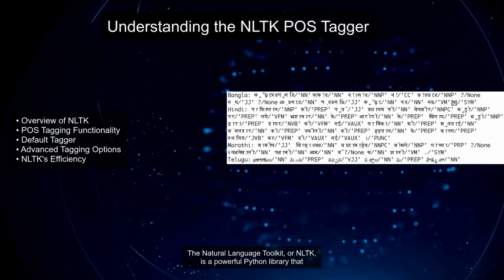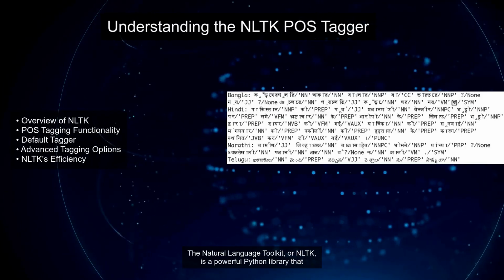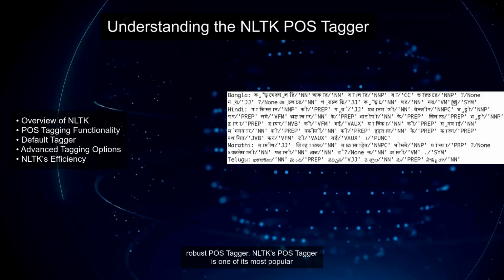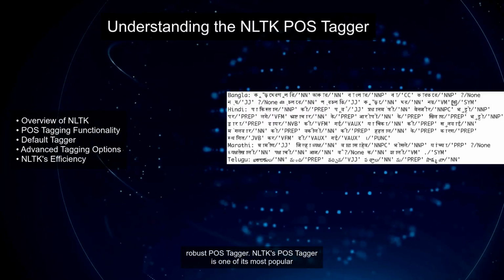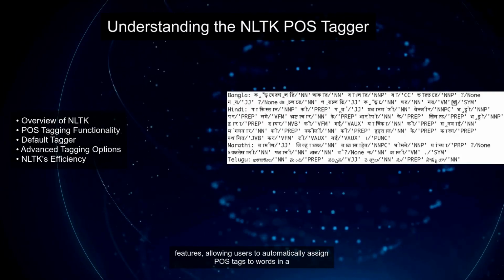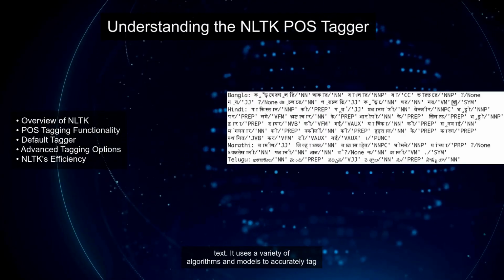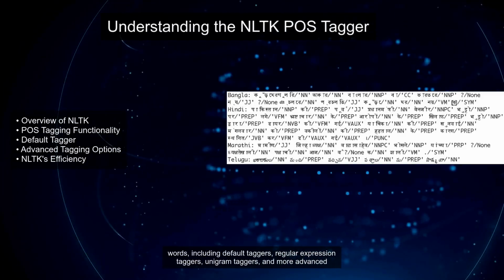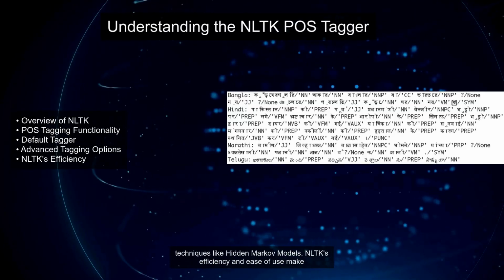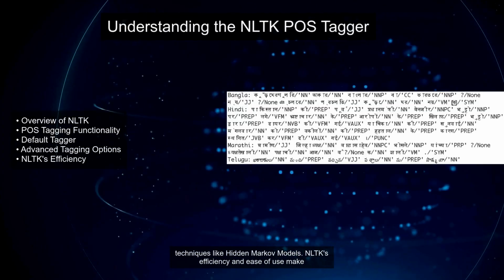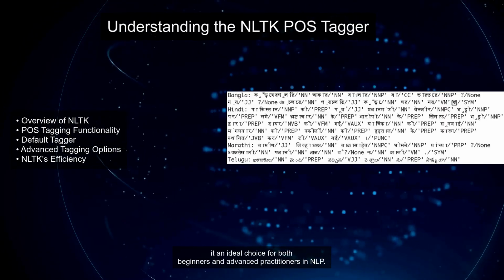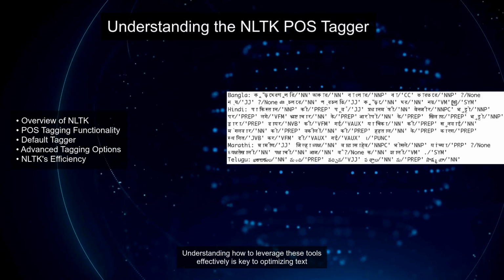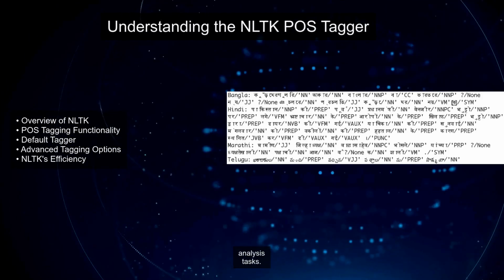The Natural Language Toolkit, or NLTK, is a powerful Python library that provides easy-to-use interfaces to over 50 corpora and lexical resources, including a robust POS tagger. NLTK's POS tagger is one of its most popular features, allowing users to automatically assign POS tags to words in a text. It uses a variety of algorithms and models to accurately tag words, including default taggers, regular expression taggers, n-gram taggers, and more advanced techniques like hidden Markov models. NLTK's efficiency and ease of use make it an ideal choice for both beginners and advanced practitioners in NLP. Understanding how to leverage these tools effectively is key to optimizing text analysis tasks.